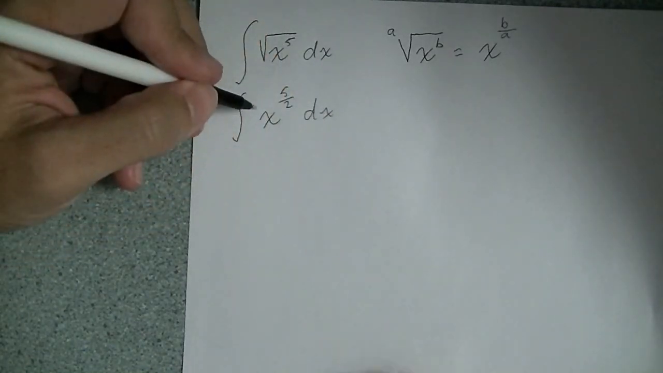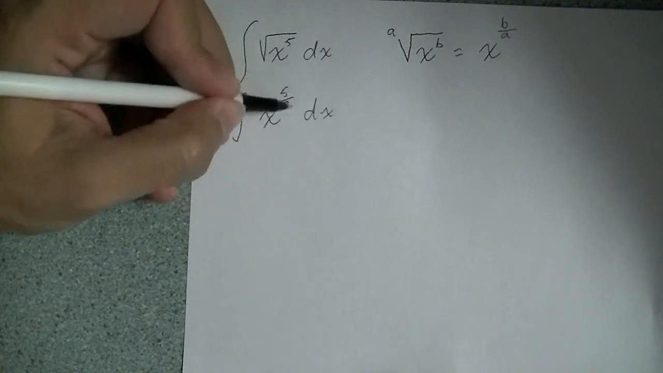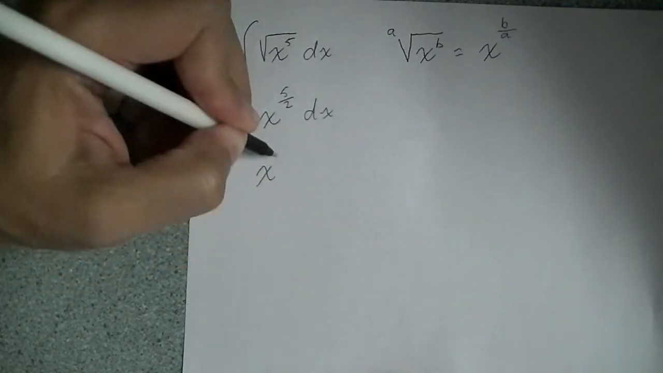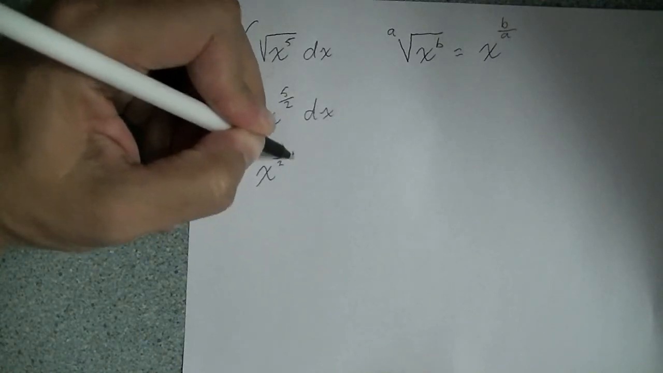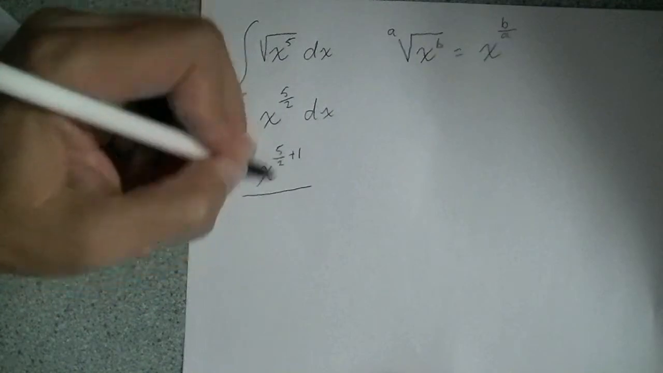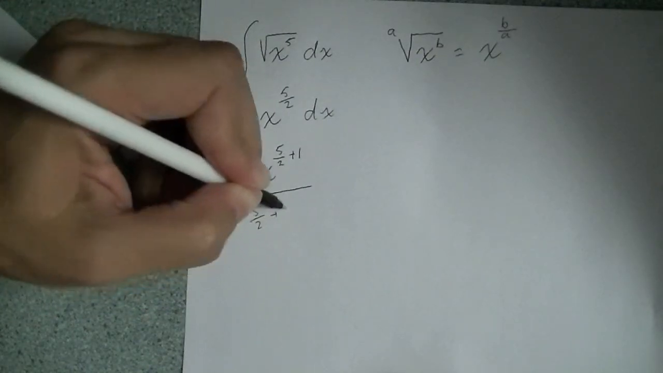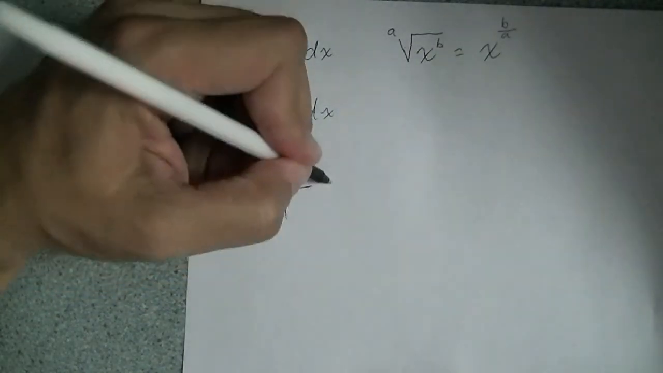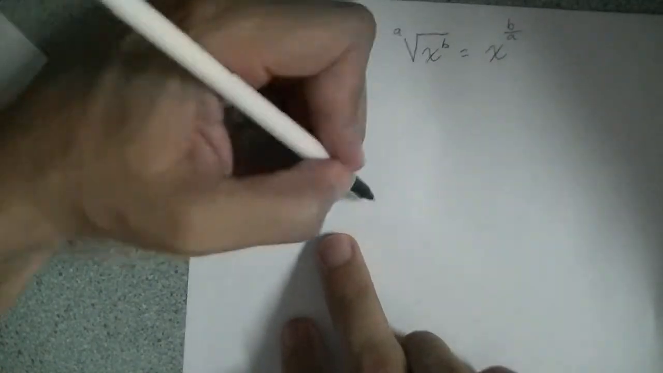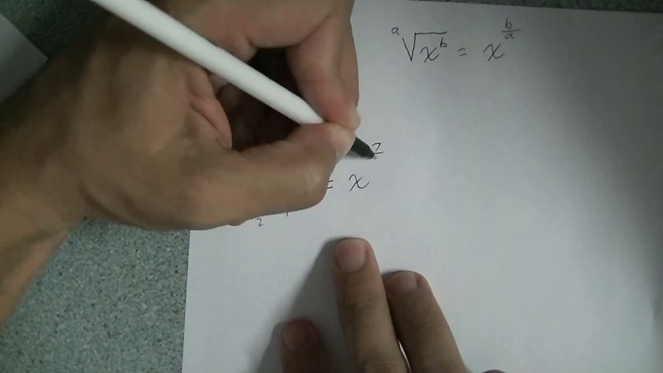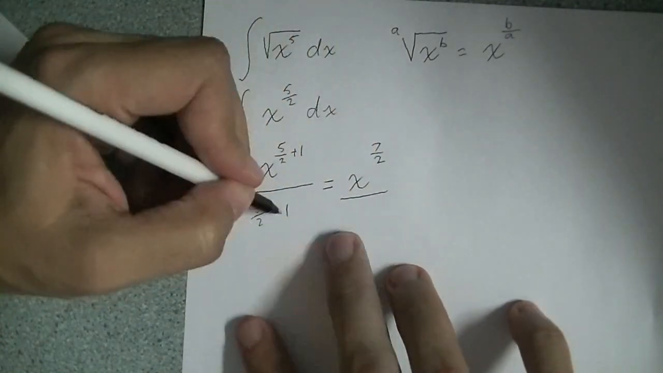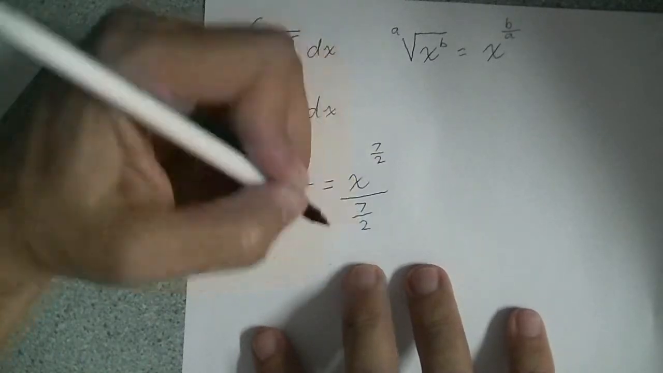Now the integral of anything, remember add 1 to the power and then divide it by whatever that new power is. So it's going to be x to the 5 on 2 plus 1 over 5 on 2 plus 1. Now that's going to be equal to x to the 5 on 2 plus 1. You put it in your calculator, you'll get x to the 7 on 2 divided by 5 on 2 plus 1, that's 7 on 2.